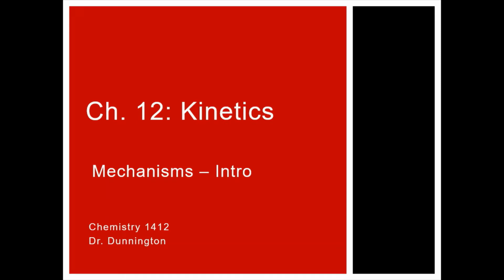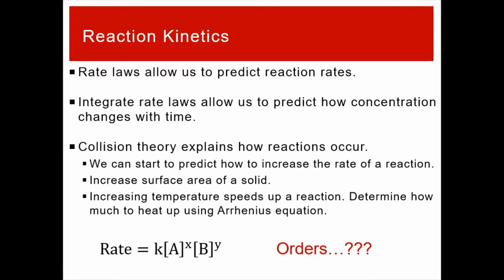Now we want to start up on the last big idea within Chapter 12 in reaction kinetics, and that is the idea of mechanisms. So far, we've looked at the rate laws and integrated rate laws, which allow us to make predictions about actual experimental results. How fast will a rate go? How will concentration change over time? We can understand how to control reaction rate using collision theory. We can make predictions as to how to increase rate based on things like surface area or temperature.